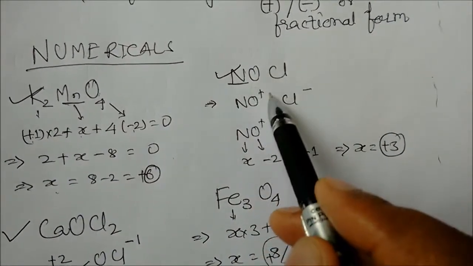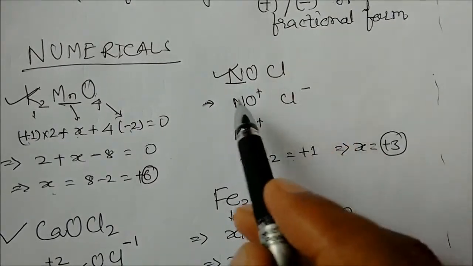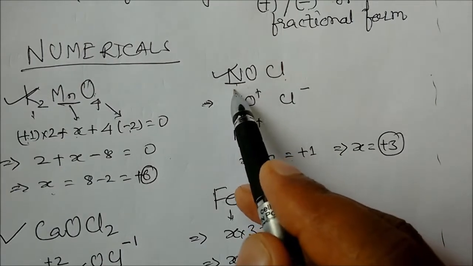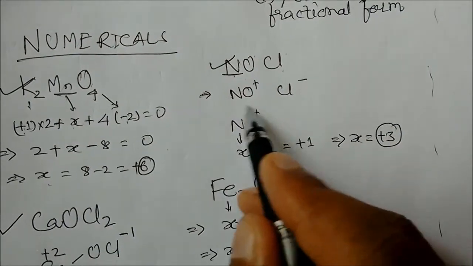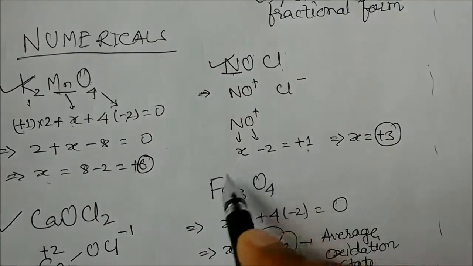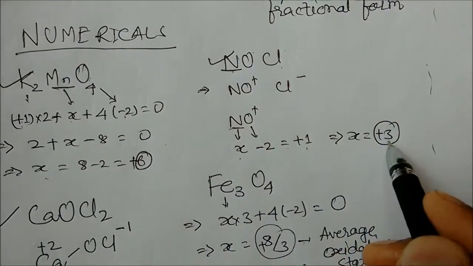Next, NOCl. NOCl is an ionic compound, so split this into 2 parts, because for Cl we don't know the actual and for nitrogen we don't know the actual. If you split it, this is plus, this is minus. Now we know the algebraic sum of this ion is +1. Nitrogen we don't know, so put x - 2. So we get the oxidation state of nitrogen, that is +3.